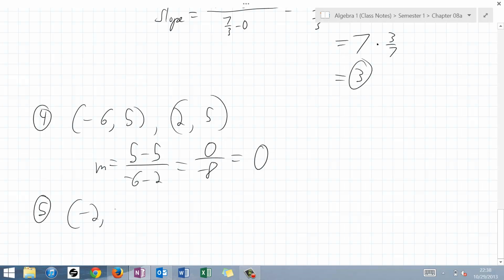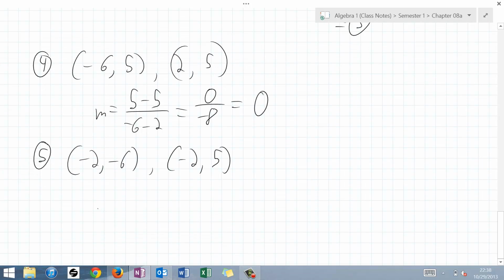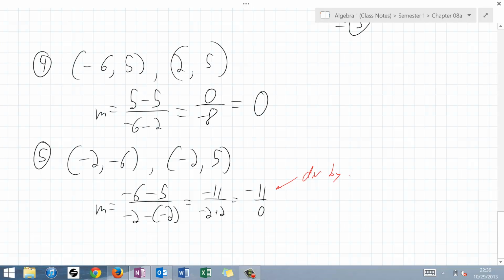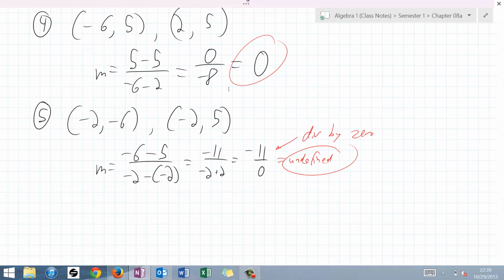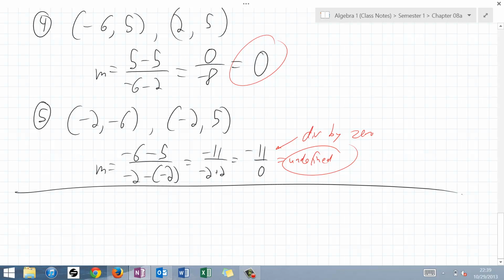But if I pick one like this, negative 2, negative 6, negative 2, 5, and I do a slope, negative 6 minus 5 over negative 2 minus a negative 2, get negative 11 over negative 2 plus 2, which is negative 11 over 0. That, my friends, is a divide by 0. And we call that undefined. So we have slope equal to 0 and slope undefined. Those are two possibilities as well. New problem type.